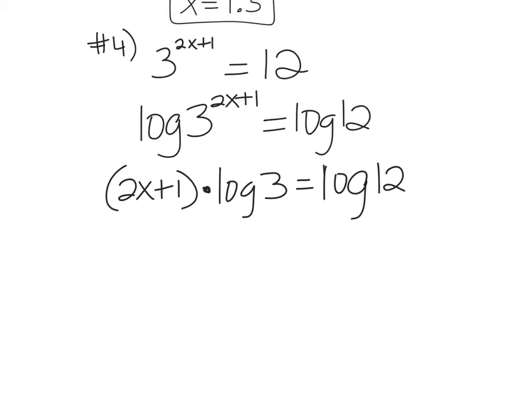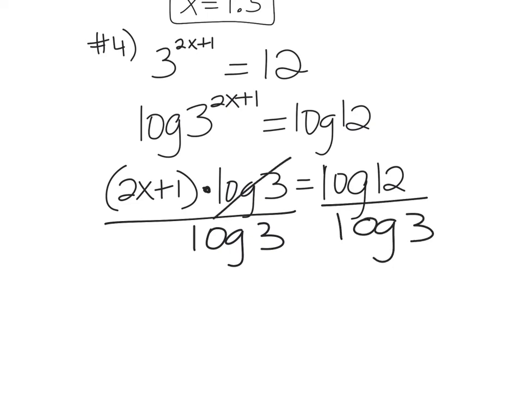All right, so you might know what we're going to do. We're going to divide by log of 3, both sides. So log 3 over log 3 is 1. Don't think that the logs cancel over here. They don't. Okay? 12 divided by 3 is 4. That's true. But the log of 12 divided by the log of 3 is not 4. It's 2.2619. So you have 2x plus 1 equals 2.2619.